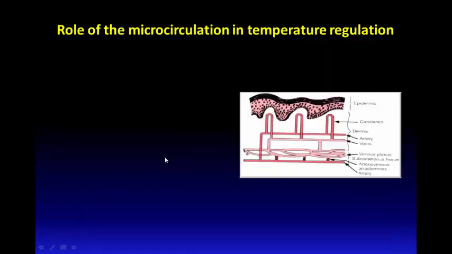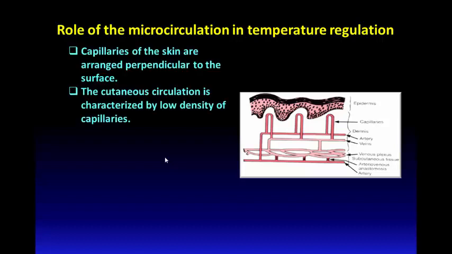Finally, let's describe very briefly the role of the microcirculation in temperature regulation. The capillaries in the skin are arranged perpendicular to the surface of the skin. The cutaneous circulation is characterized by low density of the capillaries because of the low metabolic rate of the skin, as we mentioned at the beginning of the lecture.